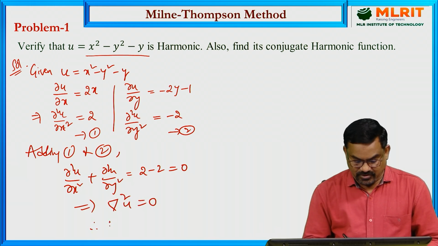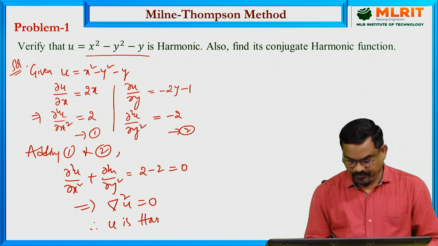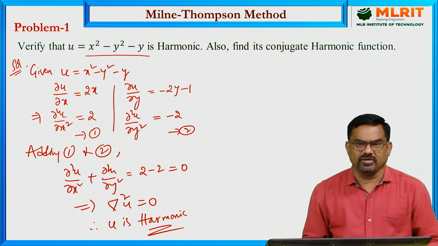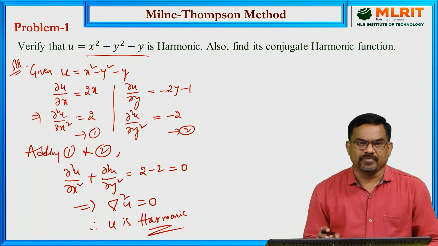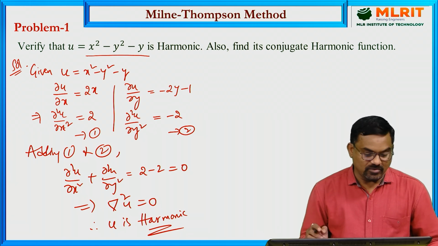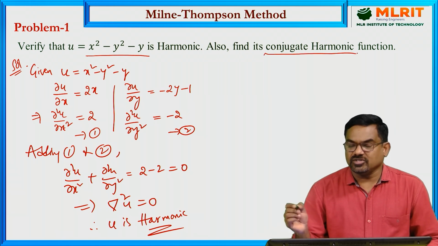Hence, u is harmonic. So it is very simple to check whether the given function is harmonic or not. Find the two second order partial derivatives and add them. If the result is 0, the function is harmonic, otherwise it is not harmonic. Now, also find its conjugate harmonic function.